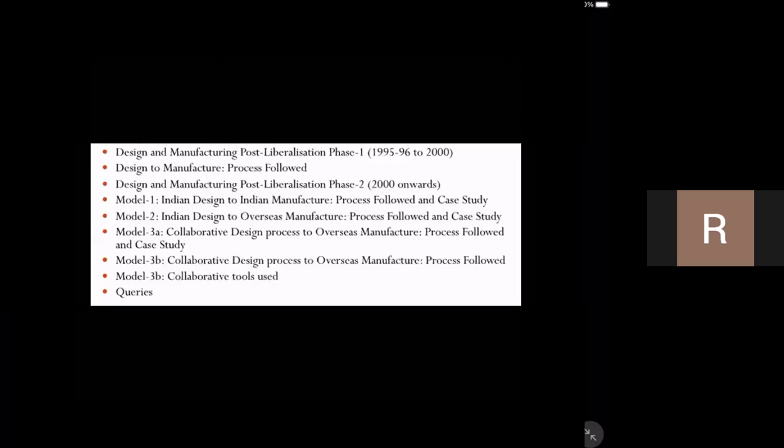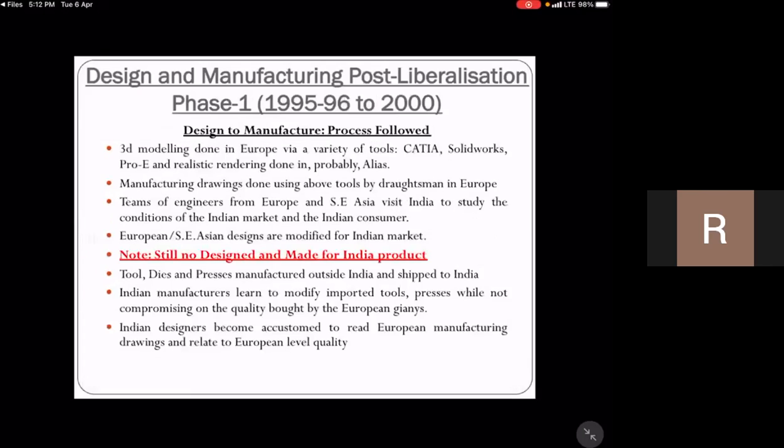The points which I'm going to discuss and share with you over the course of this presentation would be post-liberalization. I have identified 3 or 4 phases and 3 or 4 models where I will tell you how the process went from design to manufacture. I'll also be sharing some case studies from my own work over the past 17, 18 years, which I'm sure will help in understanding the various design to manufacturing path flows.